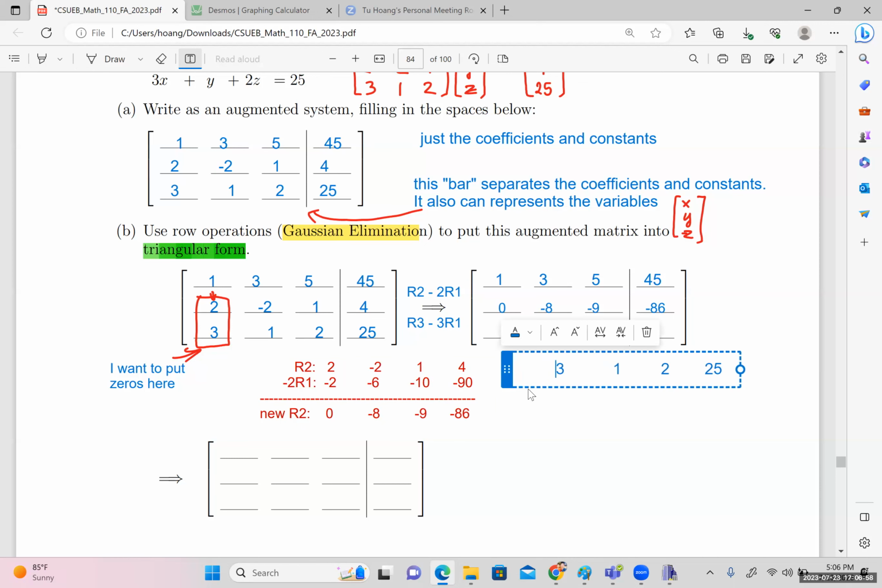I will say row 3 here. Make it smaller. Oh, too small. Is it good enough, right? Then I subtract for 3 row 1. All right. So copy down row 1.